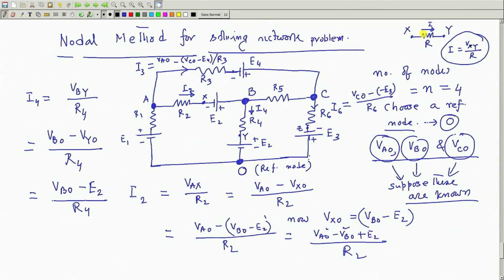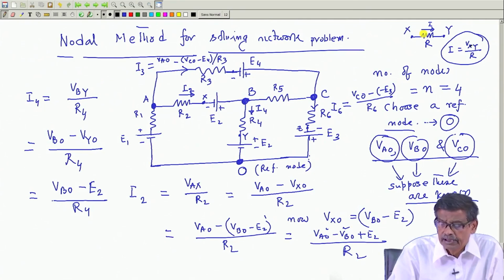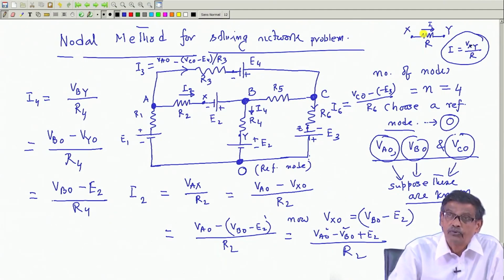Then I told you that in a network there will be several nodes. Each node is defined as the junction of at least 3 element ends, for example A, B, C and O. If you take one of these nodes as reference, any one of them, I have taken O as my reference node. With respect to that, VAO, VBO and VCO are called the node voltages.